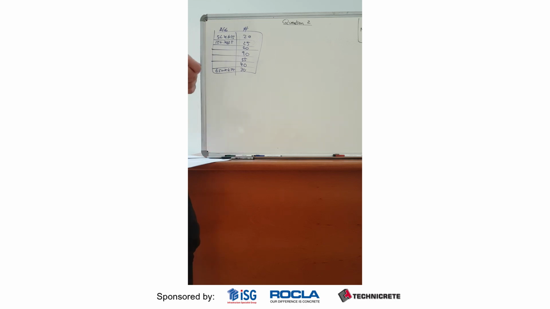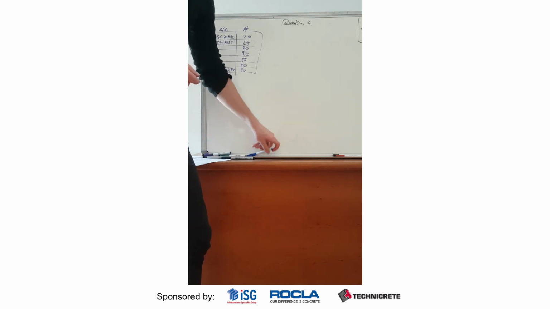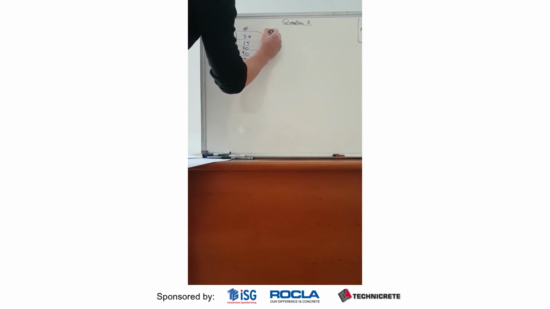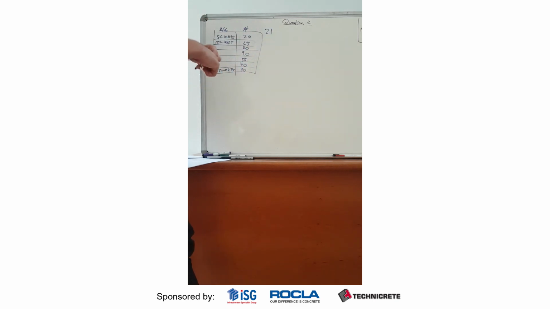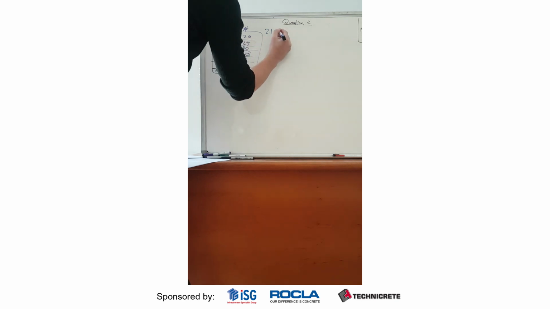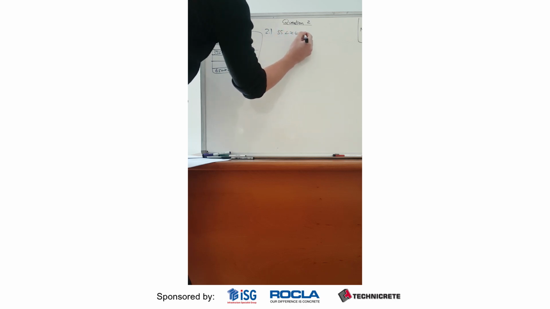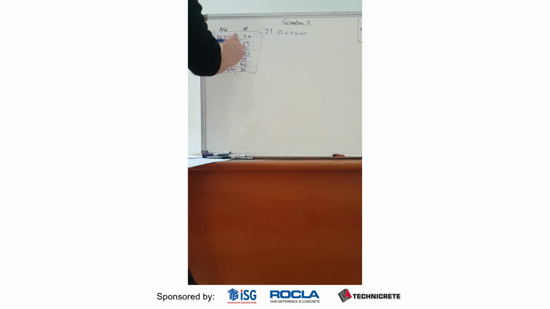Our very first question is, write down the modal class of the data. What is the modal class? It is the category with the most number of entries. In this case, it's quite easy to see. The answer is 90. And that class, just in case you haven't been looking at the paper, is 35 to 45. So our answer will be 35 is less than x, which is less than or equal to 45. That's our modal class.